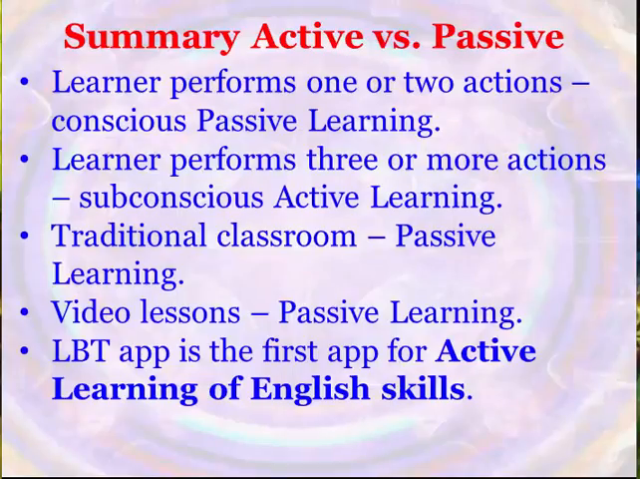Summary: active versus passive learning. If a learner performs one or two actions, he does conscious passive learning. If a learner performs three or more actions, he does subconscious active learning. Traditional classroom is an example of passive learning. You would be surprised that video lessons represent passive learning because learners only watch and listen.